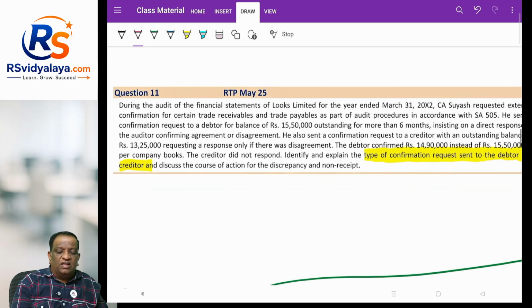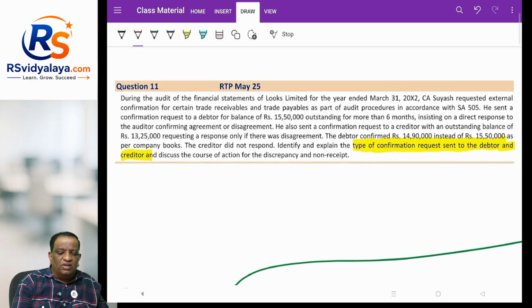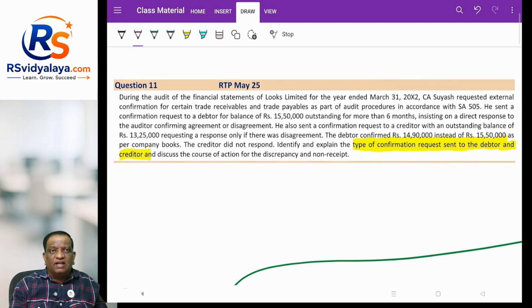Look at this RTP May 25 question. That's why, though the topics may look simple, you must be wondering why I am dragging on the simple concepts for so long. But it is still required. I understand and appreciate the fact that you have already covered them in intermediate, but it is still there in the final syllabus. So, when it is a part of the final syllabus, you must learn it one more time.